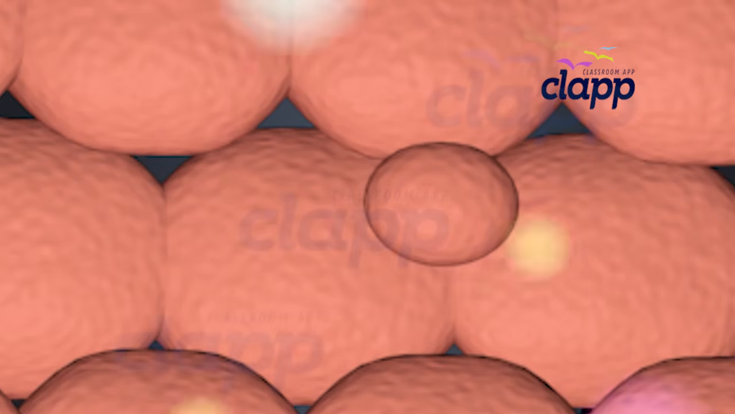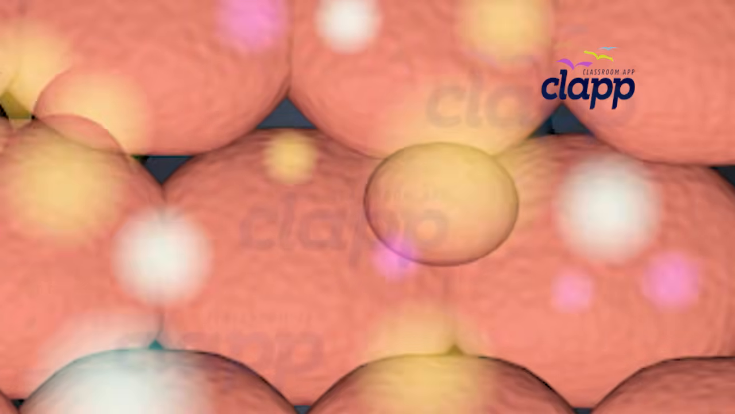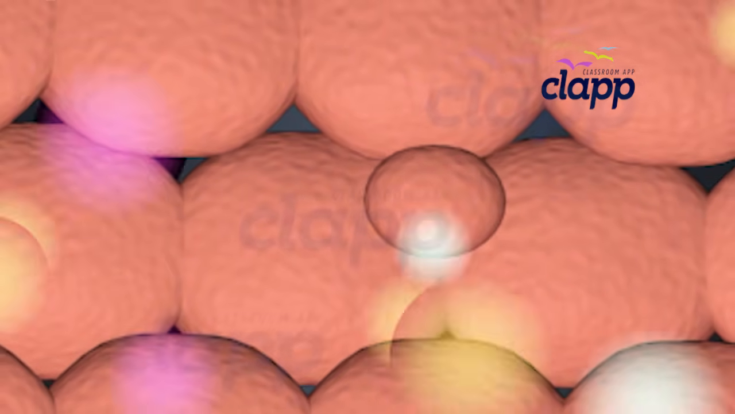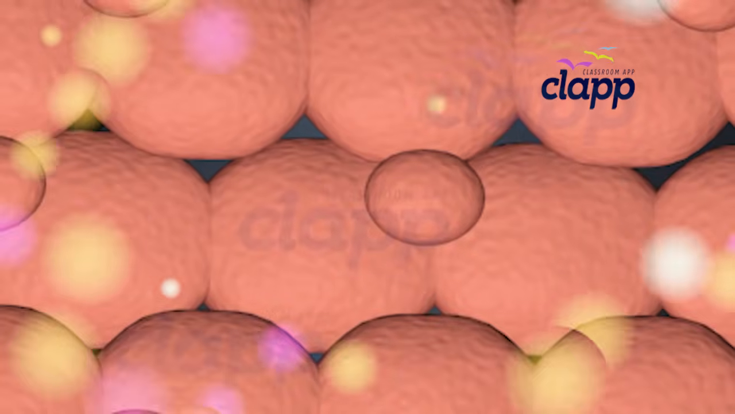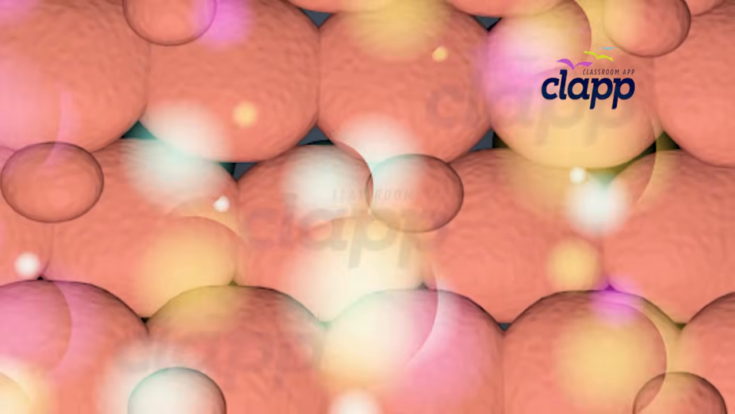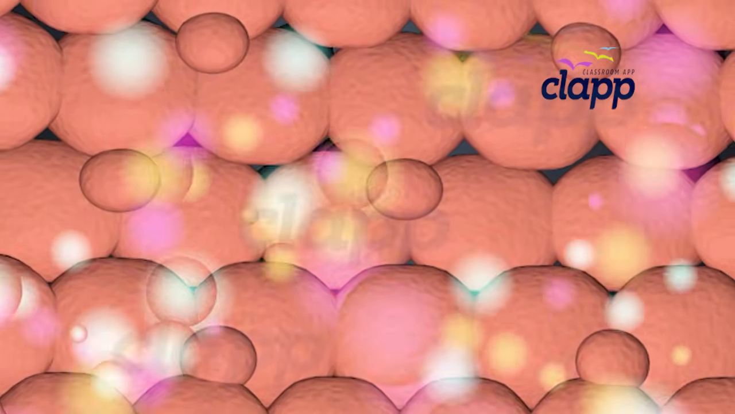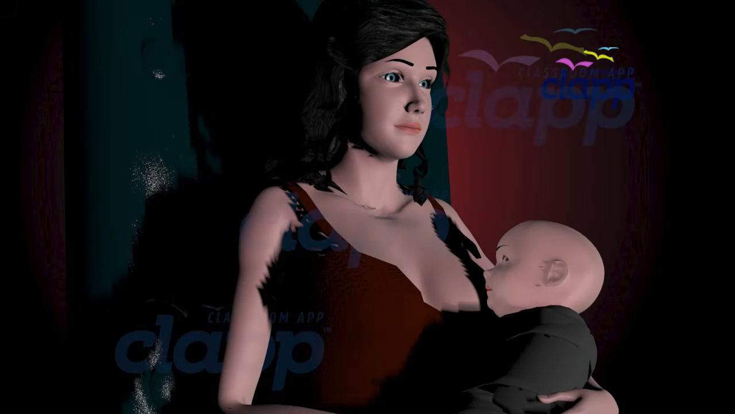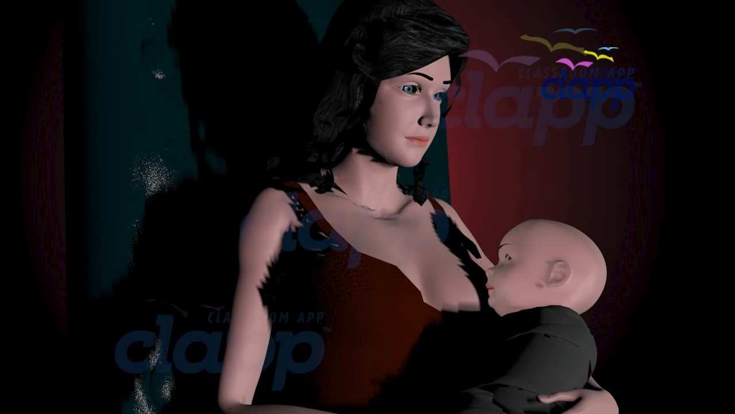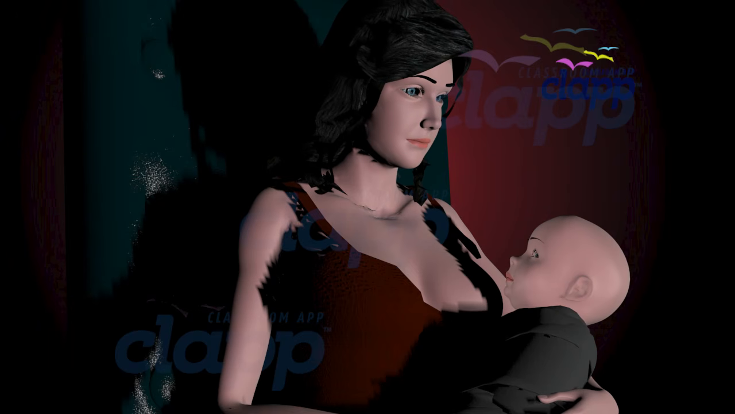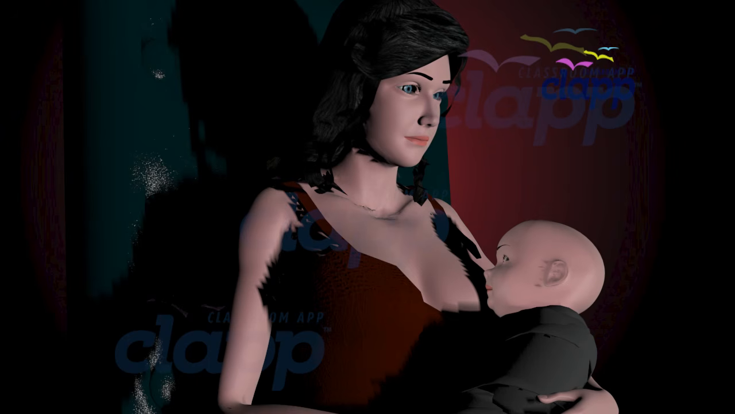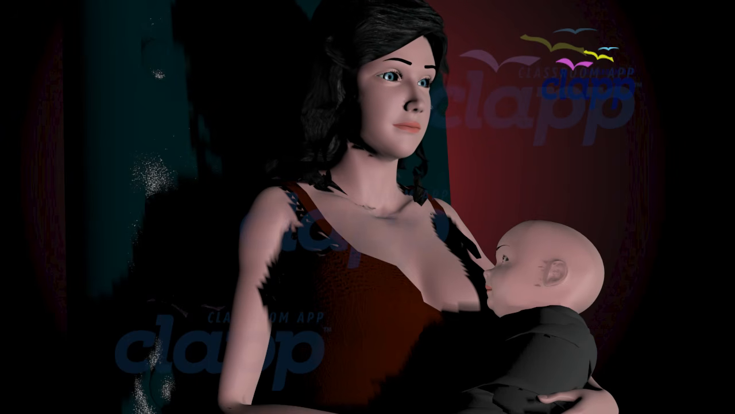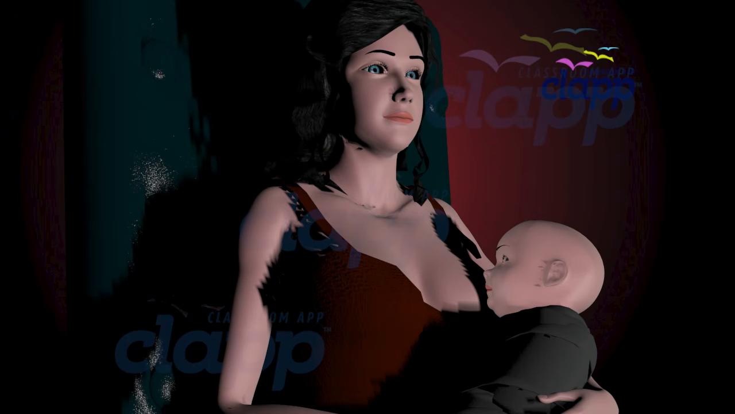The composition of breast milk can vary from woman to woman and can change throughout the course of breastfeeding. The levels of various components can be influenced by factors such as the mother's diet, health, and environmental factors. Breastfeeding promotes bonding between the mother and the baby. Physical skin-to-skin and eye contact during breastfeeding help strengthen the emotional connection between the two.